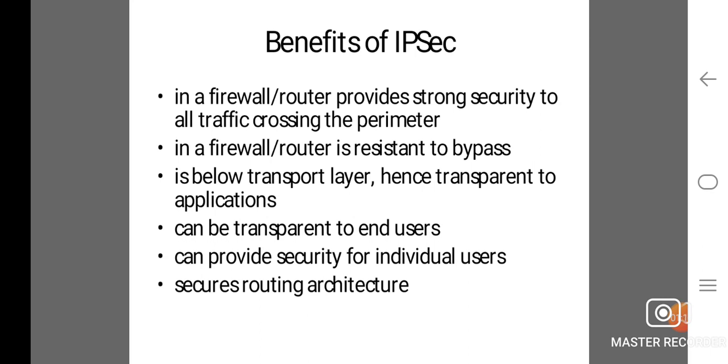Benefits of IP security: in a firewall or router, it provides strong security to all traffic crossing the perimeter. In a firewall or router, it is resistant to bypass. It is below the transport layer, hence transparent to applications, and can be transparent to end users. It can provide security for individual users, and it also secures the routing architecture.